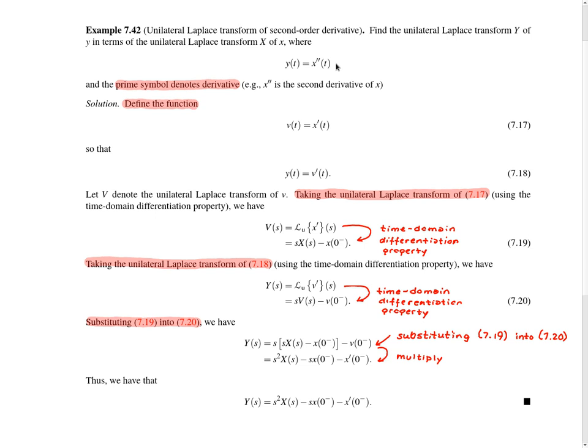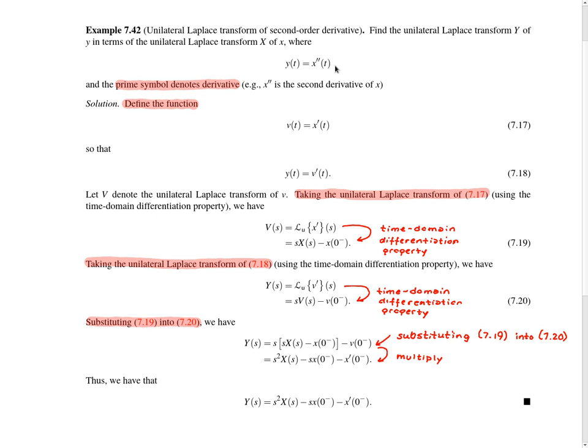In being asked to find big Y, we're effectively being asked to take the unilateral Laplace transform of the given equation, in other words, this particular equation here. Since this equation contains a second-order derivative, in order to take the unilateral Laplace transform of this equation, we need to apply the differentiation property of the unilateral Laplace transform twice. To reduce the likelihood of making a mistake, we're going to split the solution into two steps, where each step involves only applying the differentiation property once.